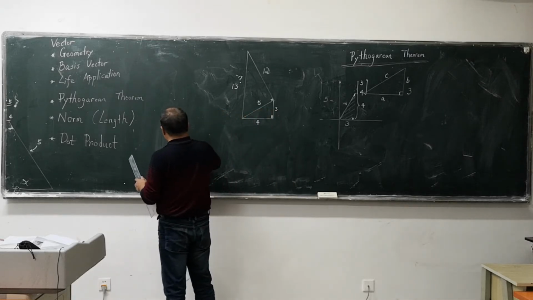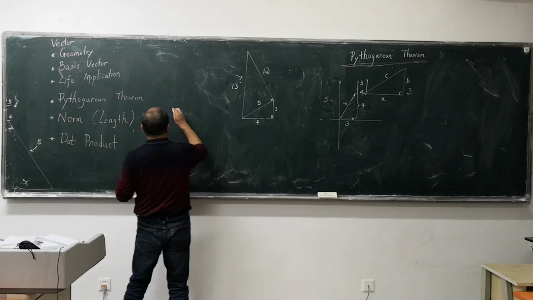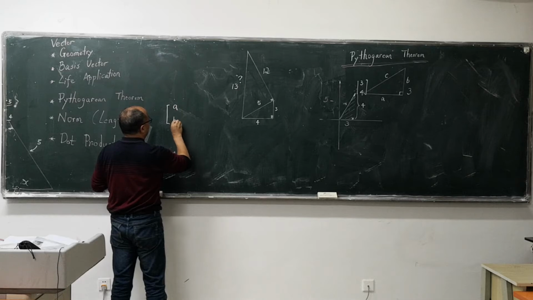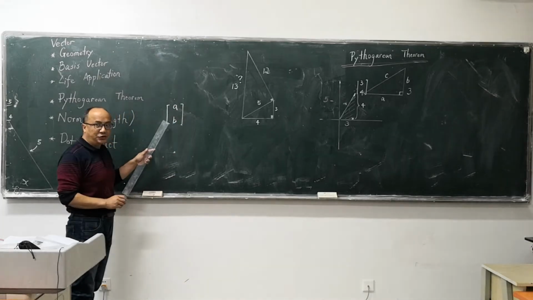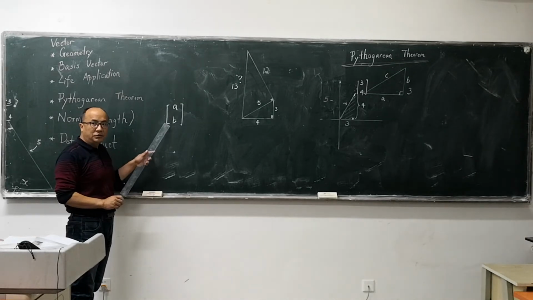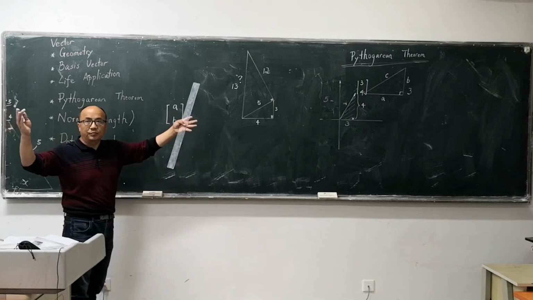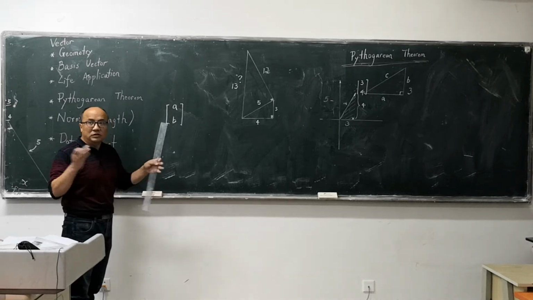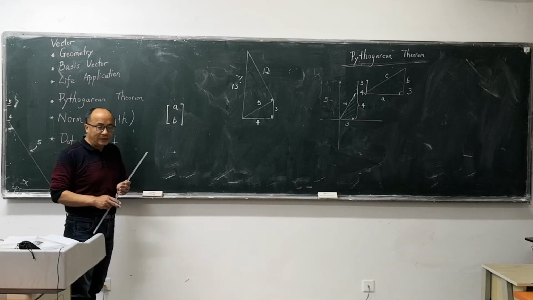So, for 2 dimension, here I keep using only 2 dimension. But it could be 3 dimension, like in this room, 3 dimension, right? Could be 4 dimension, could be 100 dimension.